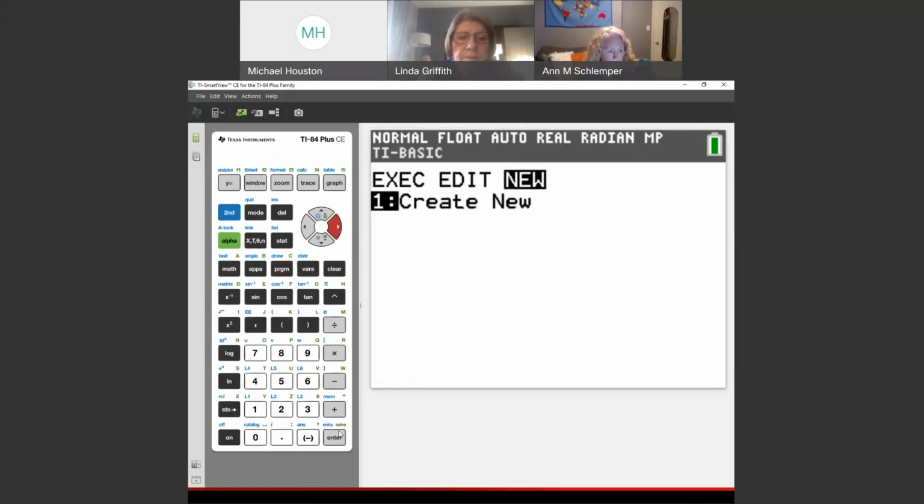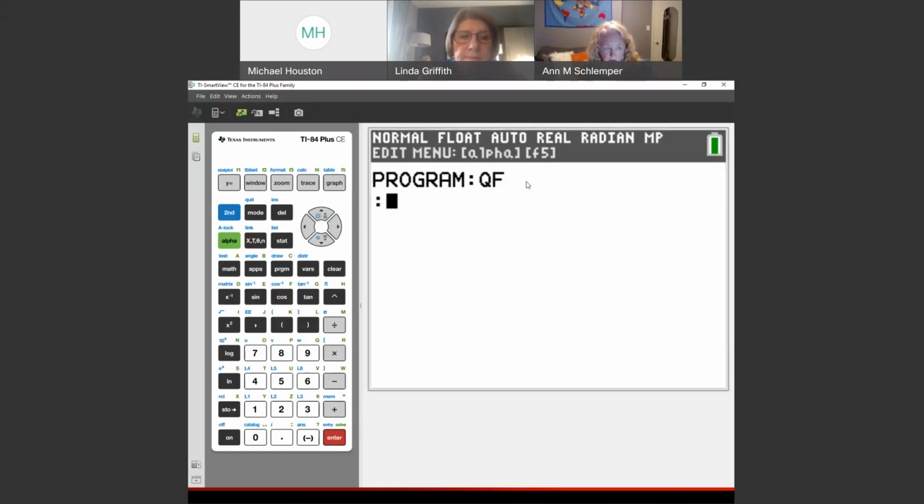I probably already have quad form on here, so I'm just going to call it QF to speed things up. To get to the alphabet, it's already locked. It's blinking. So you just look at the green letters above your keys, and you can do QF, which is what I'm going to call mine, and then hit enter. Now we have a program, and each line of your program needs to start with a colon. Here's the name of your program. Here is the first line.